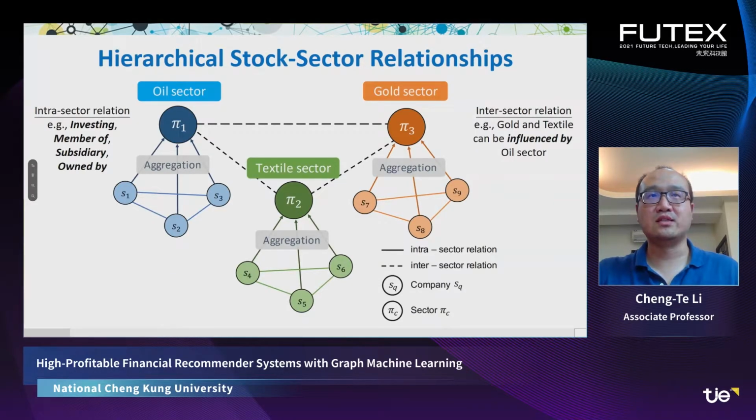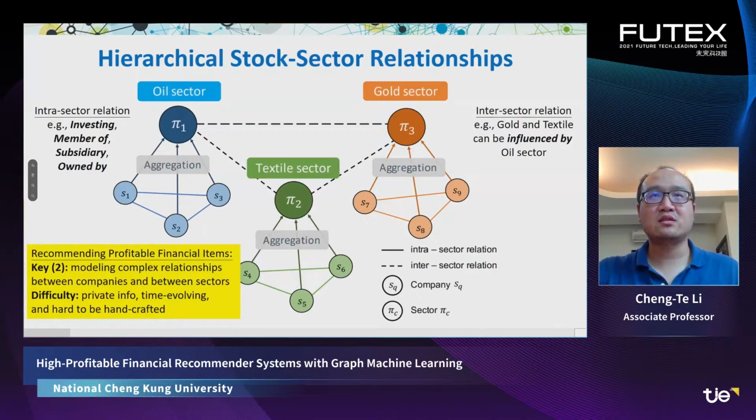The second challenge is that we need to model the hierarchical stock sector relationship. What is the stock sector relationship? This figure gives an intuitive example. For example, we may have the intra-sector relation, which means there could be an investing, member-of, or owned-by relationship between companies. And as for the inter-sector relationship, we may have the potential influence between different kinds of sectors. For example, the gas sector can be influenced by the oil sector.